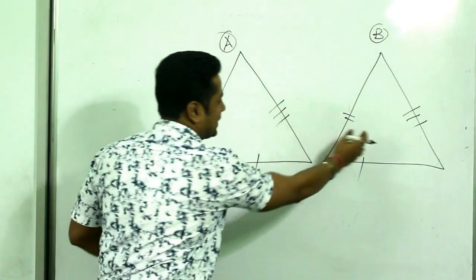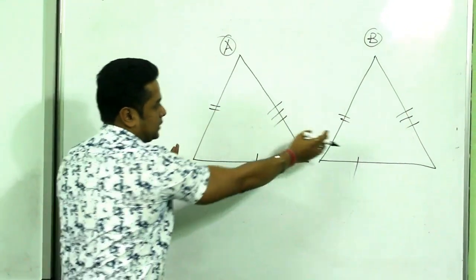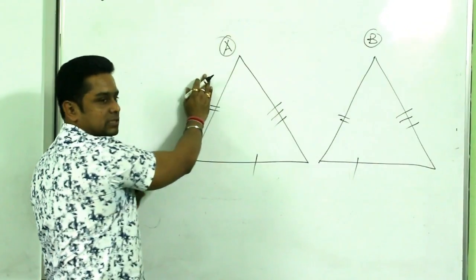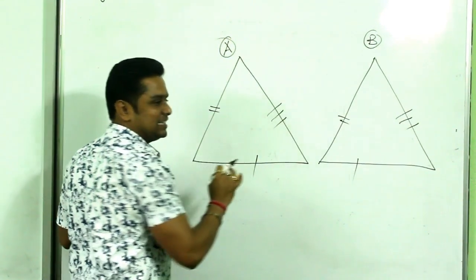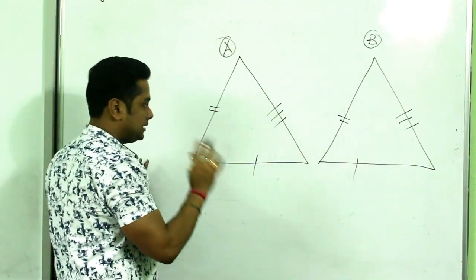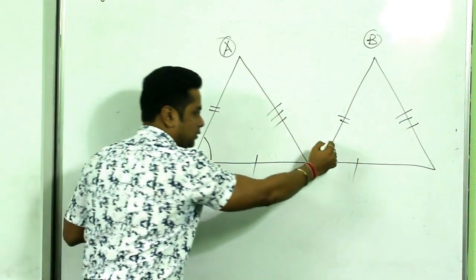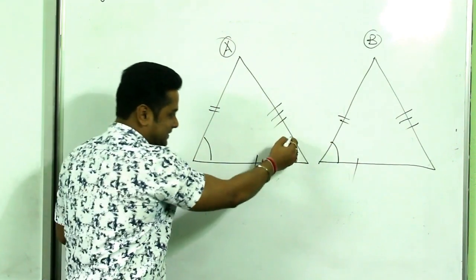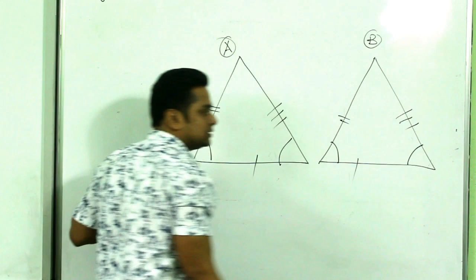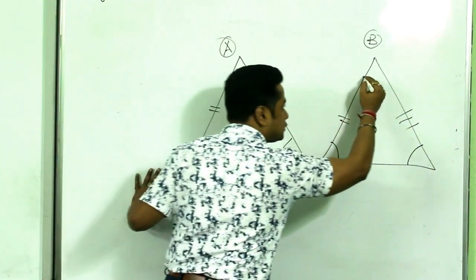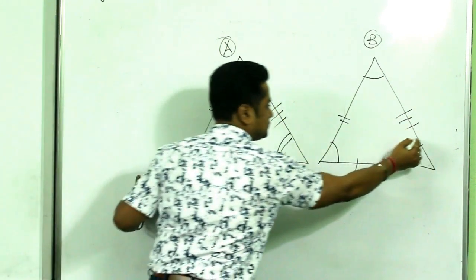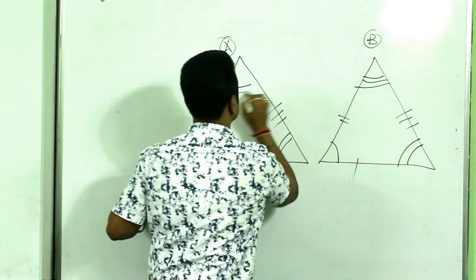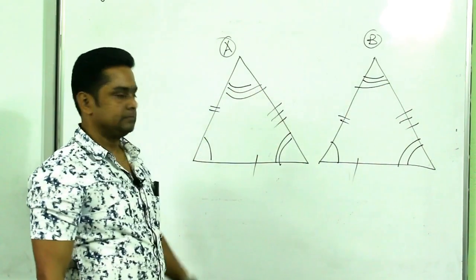So these two triangles can superimpose. Now if I draw this triangle on this, you will not be able to see this. Means these two triangles are exactly similar, means they are equal. That means this angle is equal to this angle. This angle will be equal to this angle. This angle will be equal to this angle. Got the point?